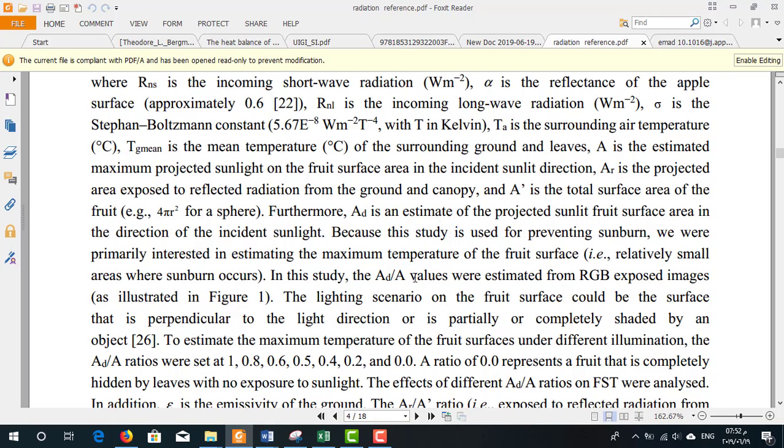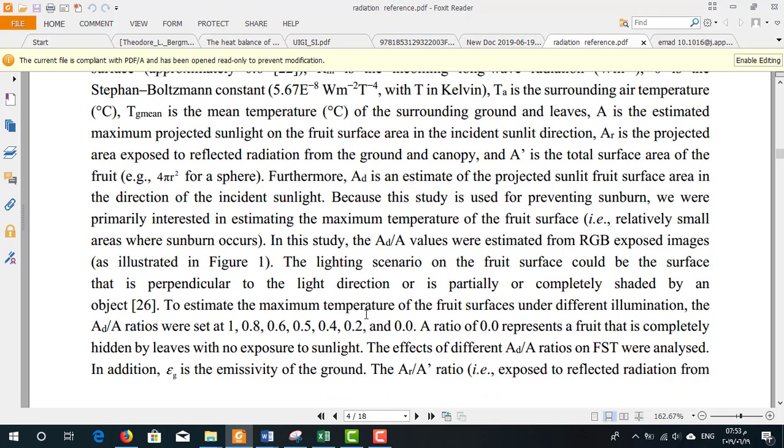AD over A values were estimated before from exposed images. The AD ratio was set as 1.8. As we can see, the sphere has a high value of this ratio, because it is a small surface for a sphere that does not have direct sun.